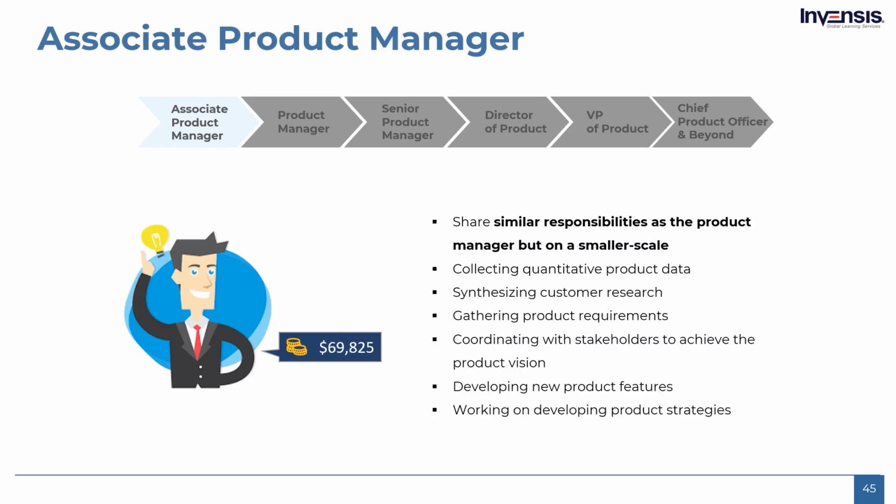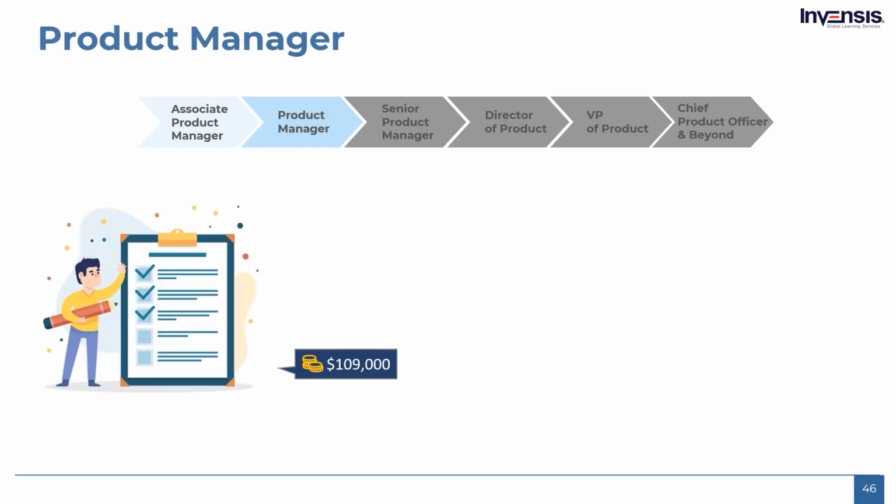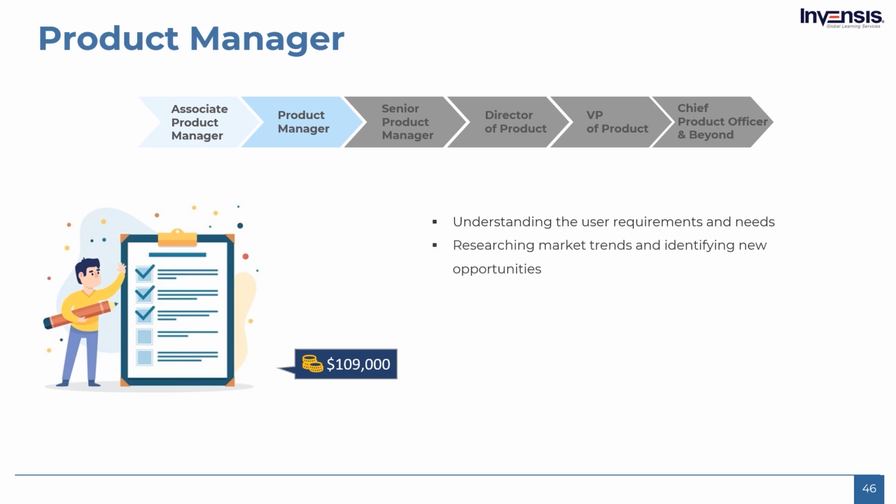According to Payscale, the associate product manager makes around $69,825. Then we have a product manager role, which we already talked about. It is a mid-level role, and you will be responsible for the strategy, roadmap, and features of a product. You'll need to be able to work with cross-functional teams, including UX, engineering, and marketing, to conduct accurate data analysis, forecasting, and market research. The product managers typically make around $109,000 per year.